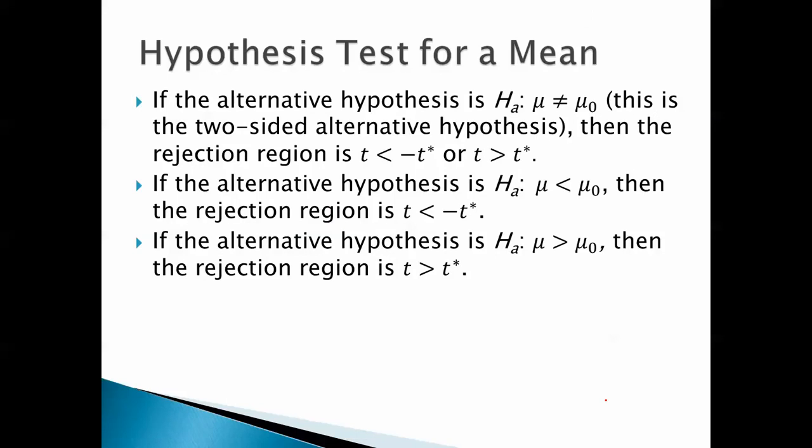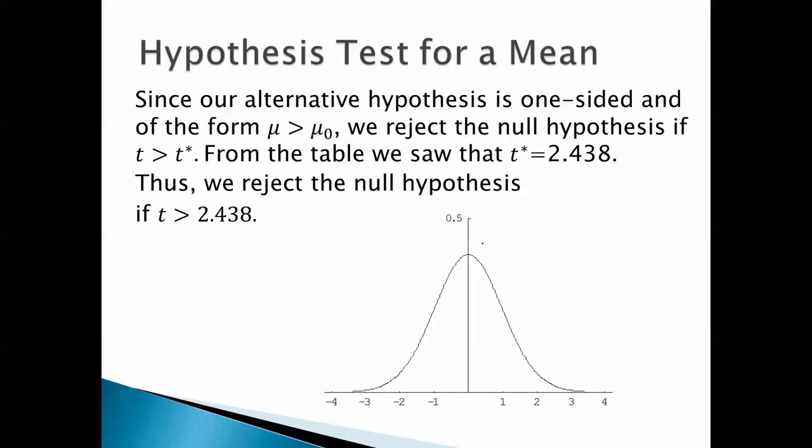For the alternative hypothesis mu does not equal mu 0, the rejection region looks like this. For the alternative hypothesis mu is less than mu 0, our rejection region looks like this. Here's what we have. The alternative hypothesis is mu is greater than mu 0, so our rejection region is going to be of the form t is greater than t star. And we just found t star a moment ago. Our alternative hypothesis is one-sided. Of that form, we reject the null hypothesis if t is greater than t star. We just saw that t star is that. So we reject the null hypothesis if t is greater than 2.438.